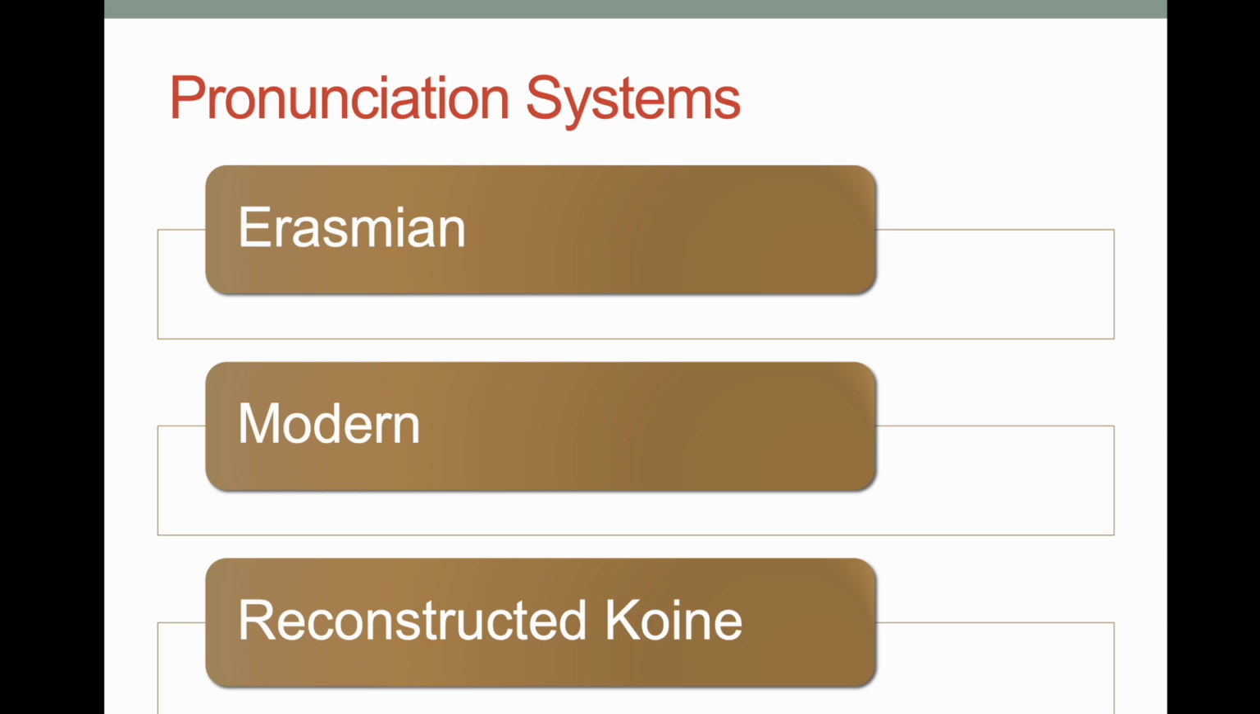But there is some debate about how to pronounce Koine Greek, so other systems have emerged. Modern Greek pronunciation of Koine Greek reflects the way modern Greek is pronounced today. And reconstructed Koine is a kind of a reconstructed way of pronouncing Koine based on the study of manuscripts and reconstructing the pronunciation. Again, I'm most familiar with Erasmian.